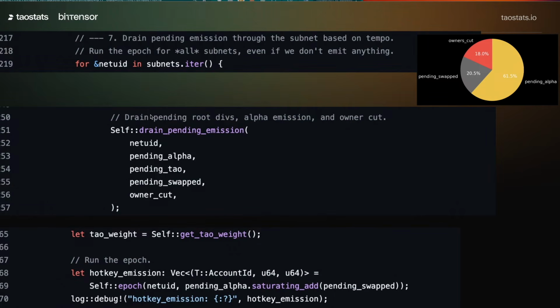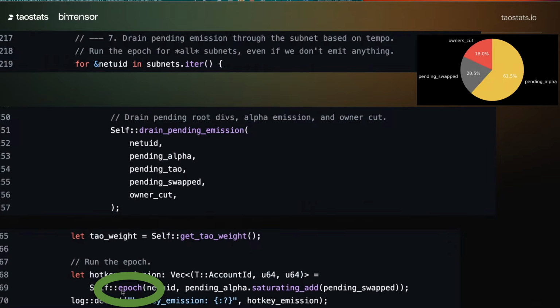And then we need to drain all of those pending root divs, alpha emission, and owner cut. So we're going to run this drain pending emission, and that comes down to over here. The first thing we're going to do is get the tau weight, that 0.18. And then we're going to run the epoch. So we're going to call the epoch command.